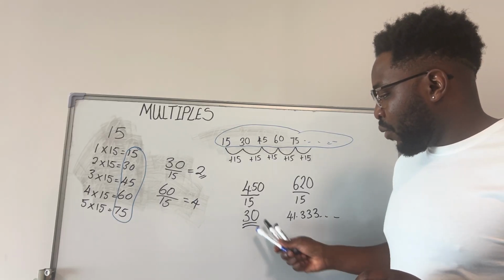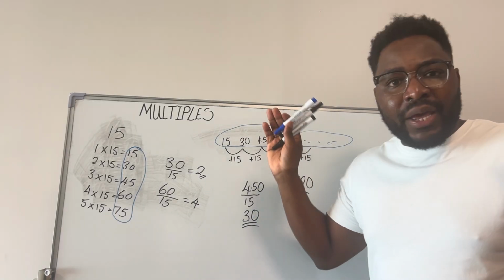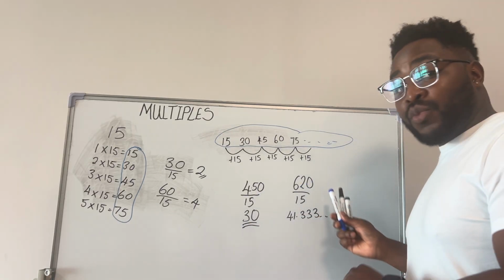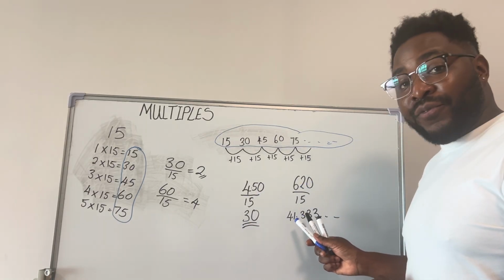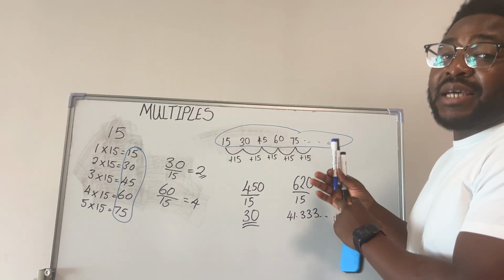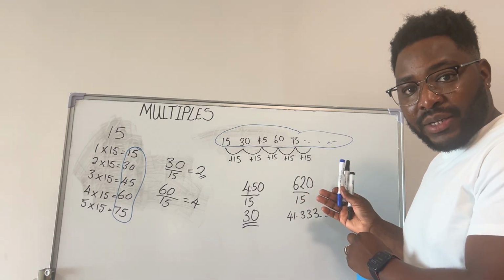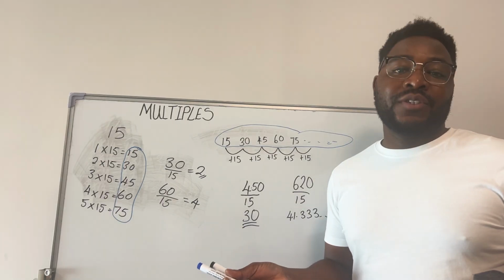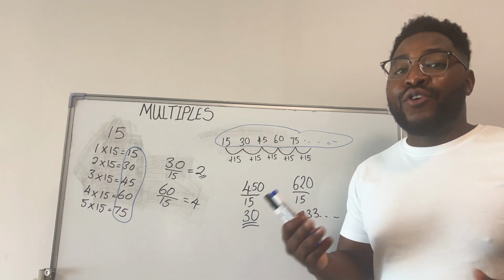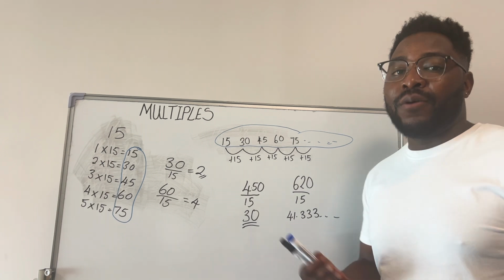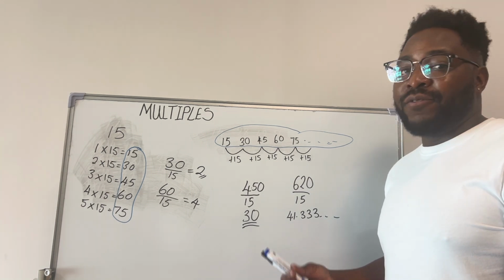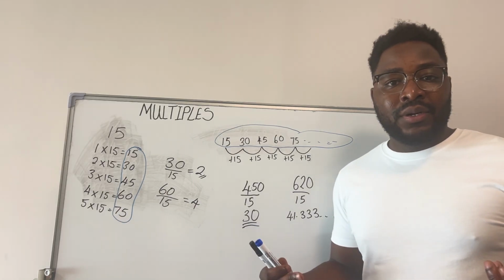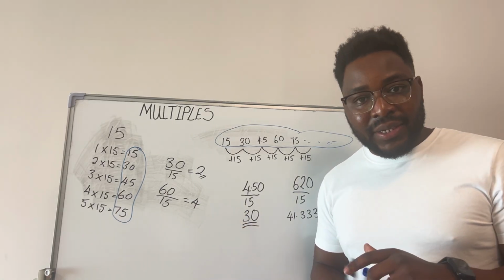But why? It's because we have a whole number here without a remainder, which is 30. While with 620, we have 41.333, which has remainders. So 620 is not a multiple of 15, but 450 is a multiple of 15, because after we divide, we are getting a whole number with no remainder.